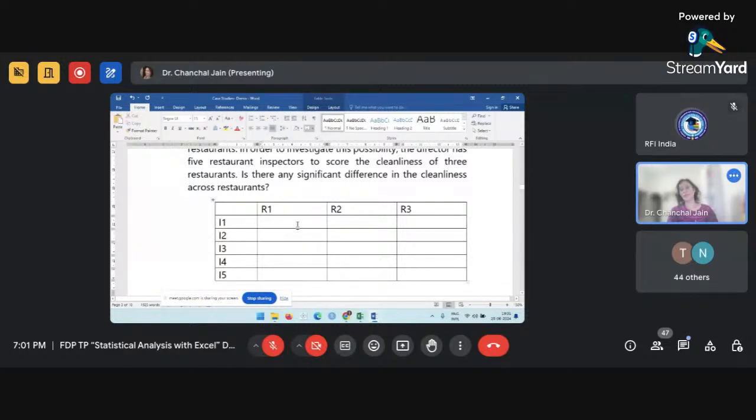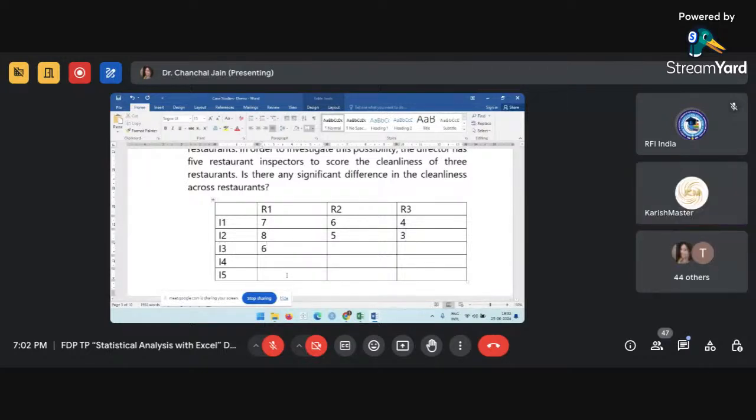Right? Yes, ma'am. So we will be having the cleanliness score. Maybe they are giving the cleanliness score out of 10 or maybe 20. So suppose one restaurant is 7, 6, suppose 4, something like that. So these will be the scores. Now you can read, it is asking you, is there any significant difference in the cleanliness across the restaurant? So which test you will apply here? Yes. ANOVA. Which ANOVA? Two-way.